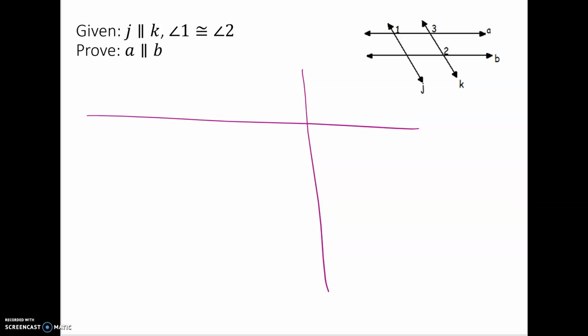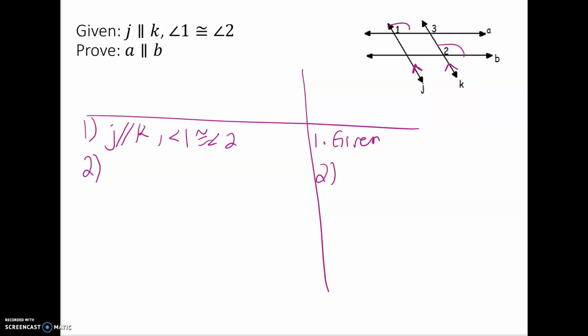Last thing that we have is a proof. So every proof starts with a given. So I'm going to start mine with my given. And then the next thing I'm going to do is I'm going to mark it on my diagram. So I know J and K are parallel, and 1 and 2 are congruent. Okay, so if J and K are parallel, I need to figure out what else I can figure out. Okay, so J and K are the lines I'm focused on.